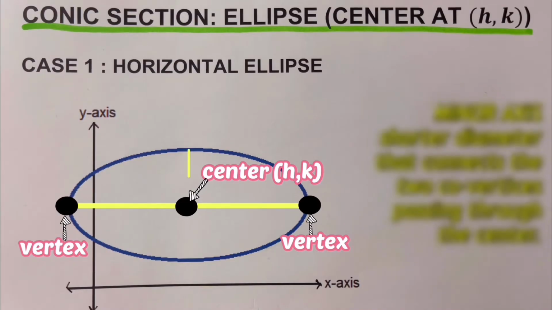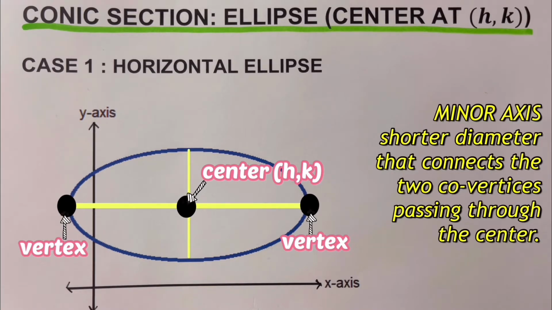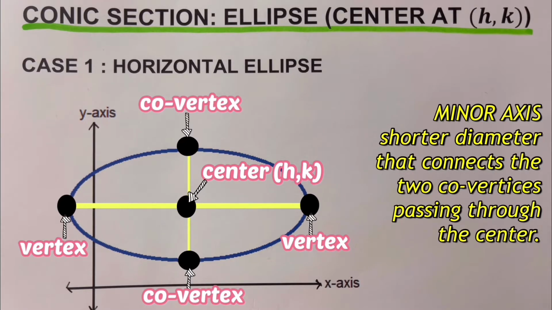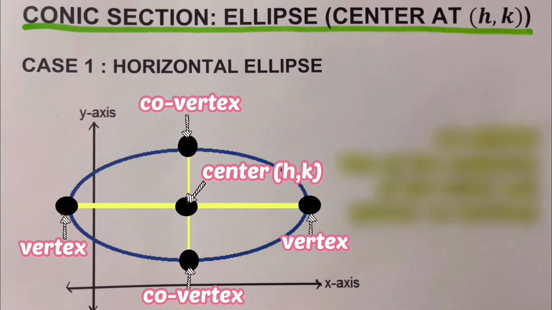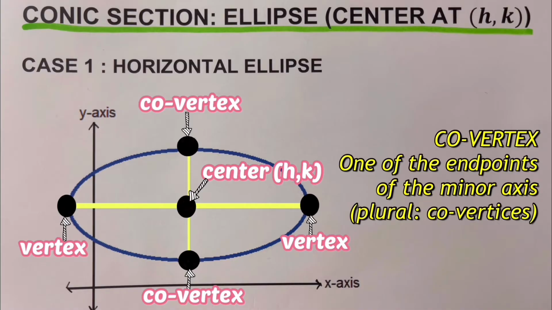Another part is the minor axis. The minor axis is a line segment that connects the two co-vertices passing through the center. So the endpoints of the minor axis are the co-vertices, and there are two of them. By definition, a co-vertex is an endpoint of the minor axis. And again, there are two of them.